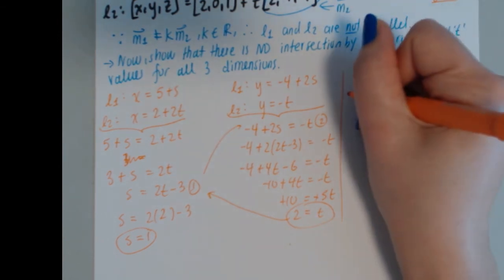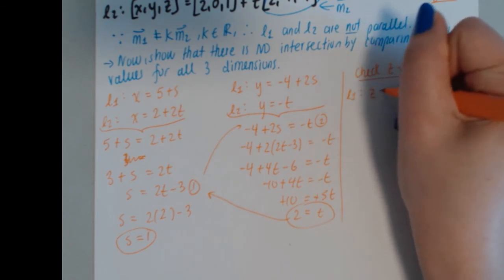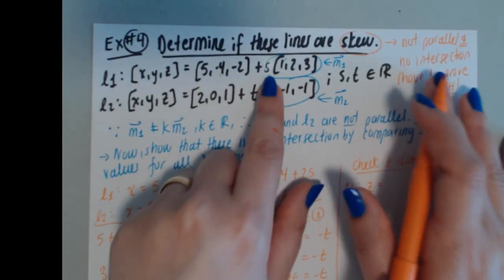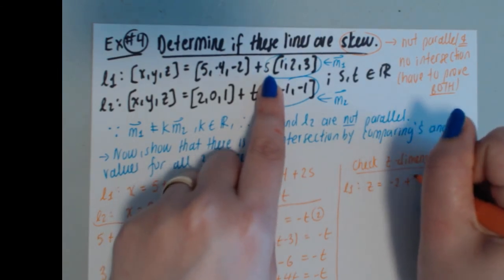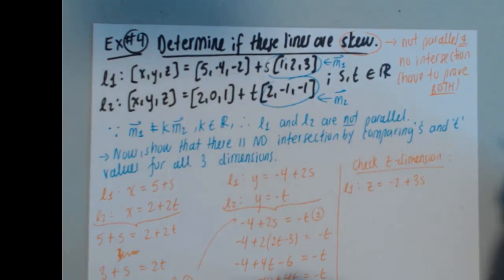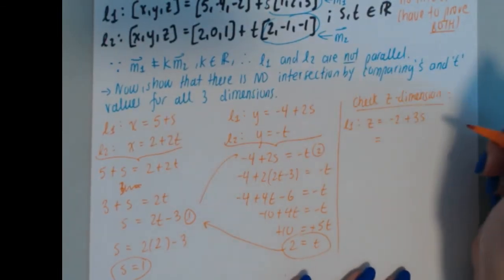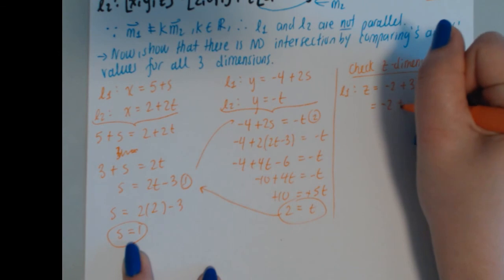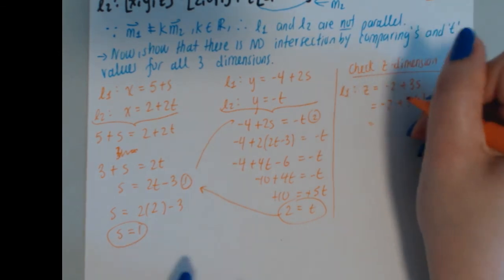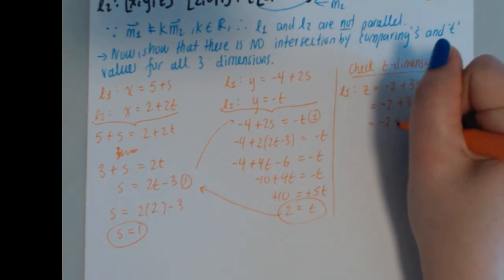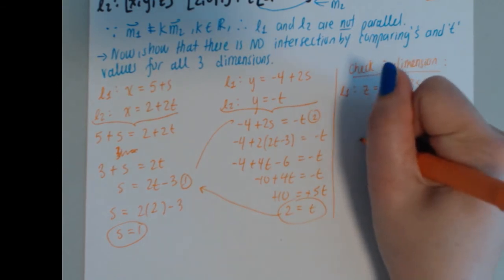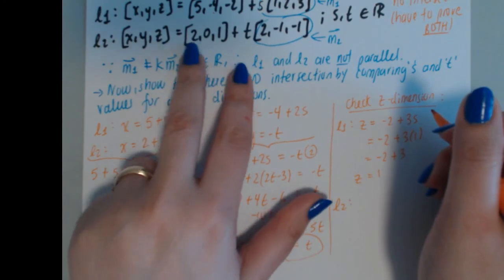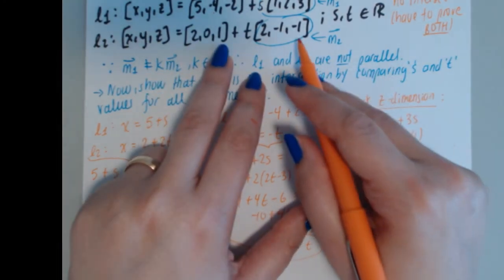All right, so for L1, I have Z is equal to, let's look at this, -2 plus 3S. And, okay, well, I'll do L2 afterwards. Let's just do this first, I guess. My S value is 1. So -2 plus 3 times 1. So -2 plus 3. 3 minus 2 is 1. Okay. And for L2, well, that's just right here. What do I have here? 1 minus T.